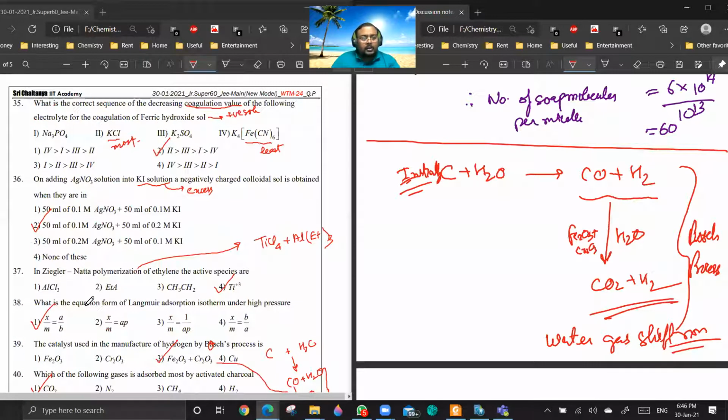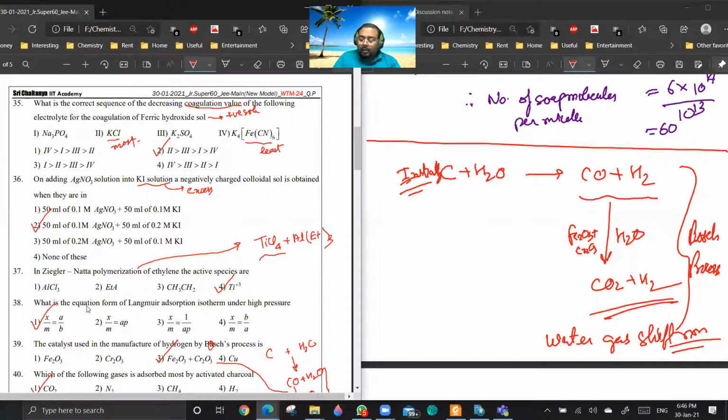35, 36, 37. 37, Ziegler-Natta catalyst is basically TiCl4 plus triethyl aluminum. The active species is Ti, it should be Ti4+ actually. Are you getting a point? Yes or no?